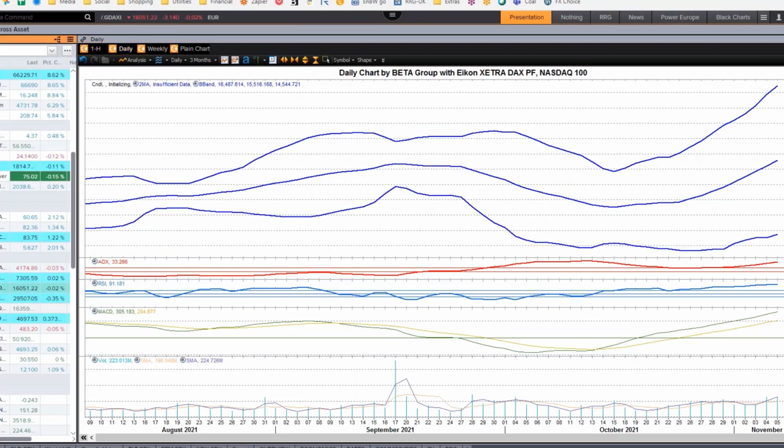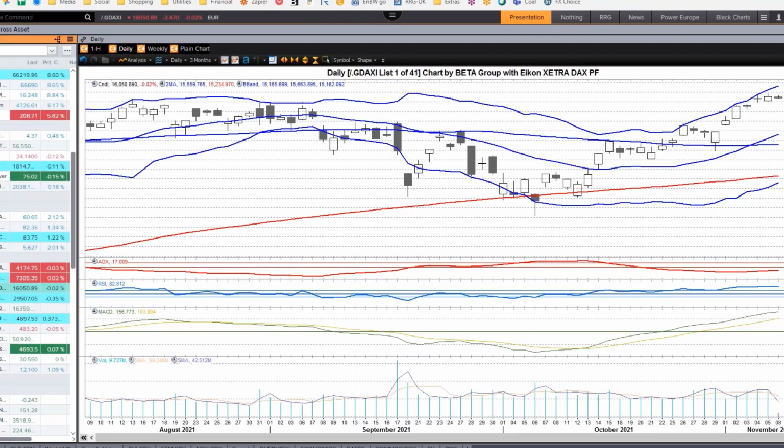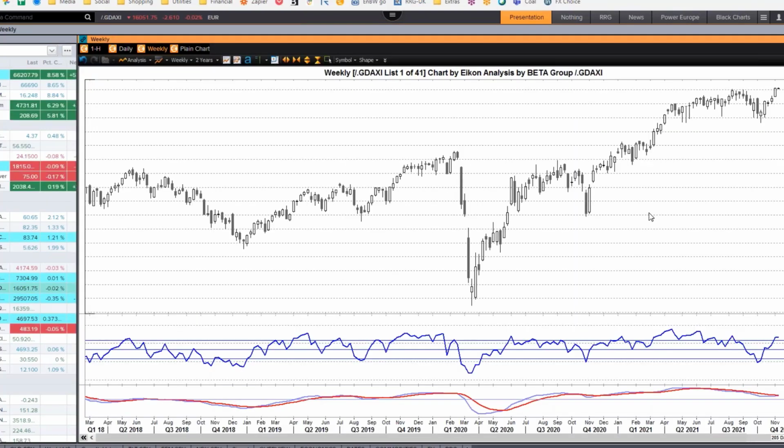Looking at the next best, and so looking closer to Europe, then we've got the DE30.